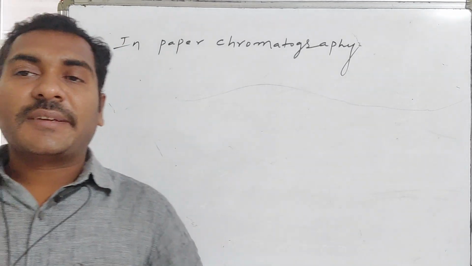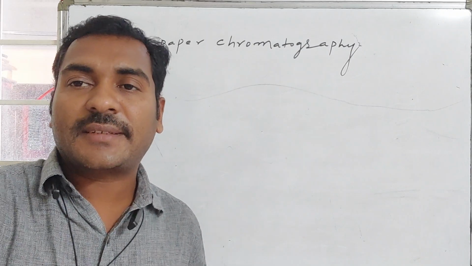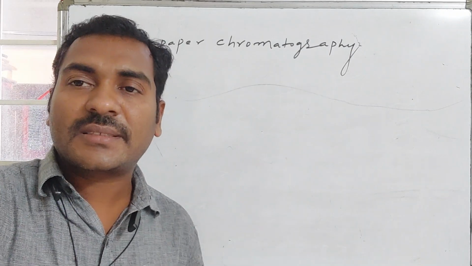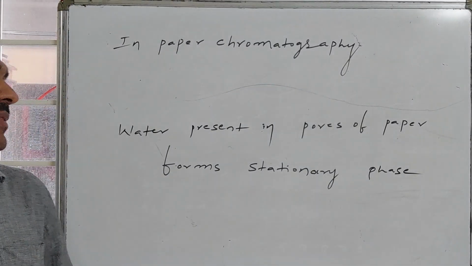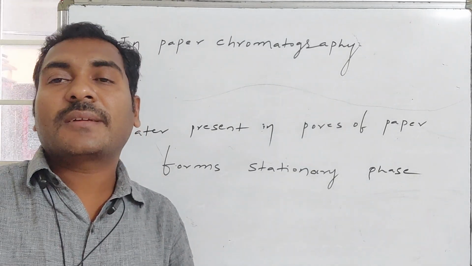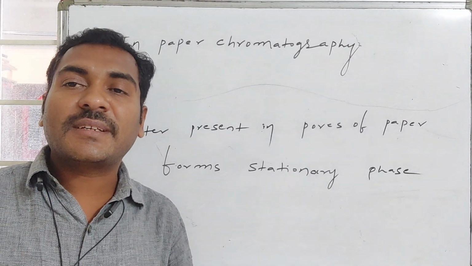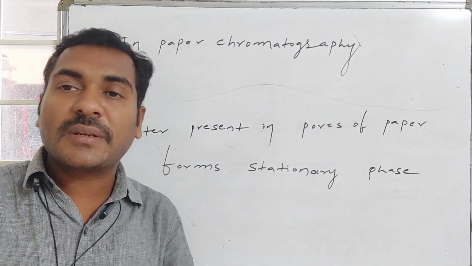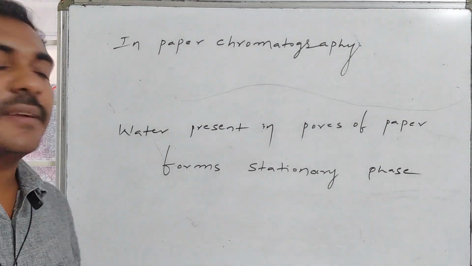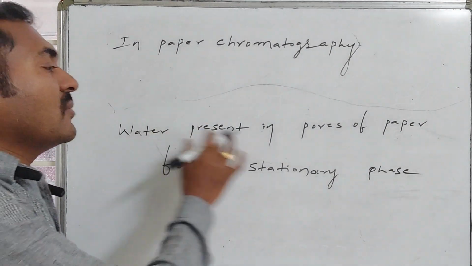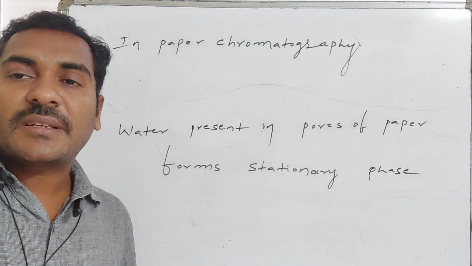The next question is related to paper chromatography. In paper chromatography, which of the following is correct? From the given options, it reveals to us. In paper chromatography, whatever paper we are taking, that cellulose paper has pores. In those pores, water is present. That water, as a polar medium, appears as a stationary phase. Hence the correct option related to paper chromatography is that water present in the pores of the paper works as the stationary phase.